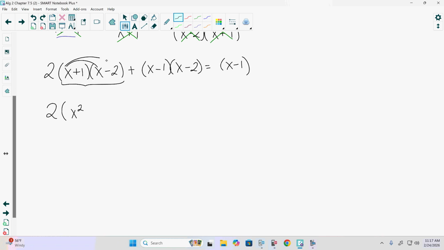X squared minus 2x plus x minus 2 plus x squared, 2x, negative x, yes.